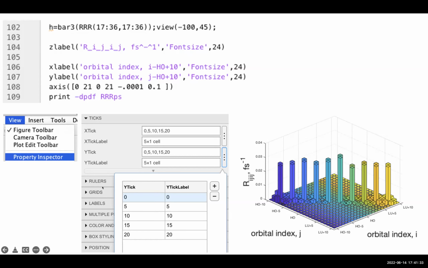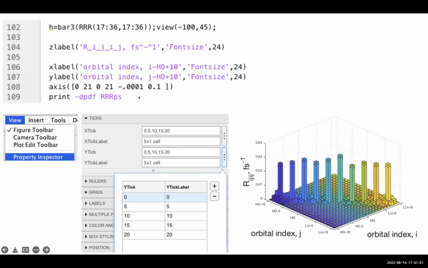The property inspector gives a lot of access to play with what the plot ends up looking like in the end. That's basically the end of my plot. The other thing to note with this script is that this print line here actually saves this plot as a PDF in your file, so you can open it later and look at it. Otherwise, that's what I have.